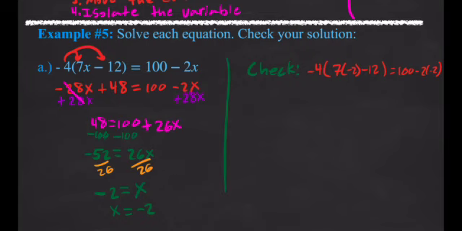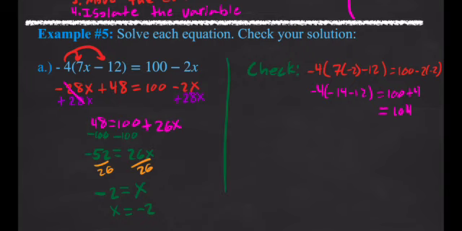Okay, well, let's simplify both sides. 7 times negative 2 gives us negative 14, so this is negative 4 times negative 14 minus 12 equals 100. Negative 2 times negative 2 is positive 4. Going a little bit farther, we are going to end up with 104 on the right-hand side. Let's see if we end up with 104 on the left-hand side.